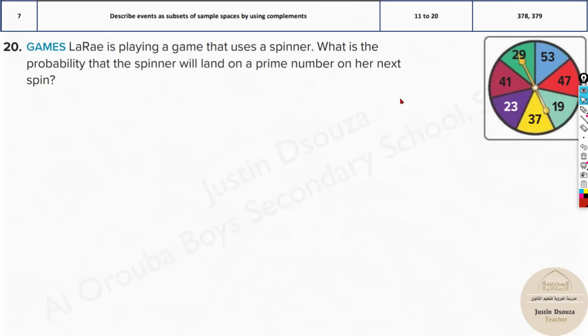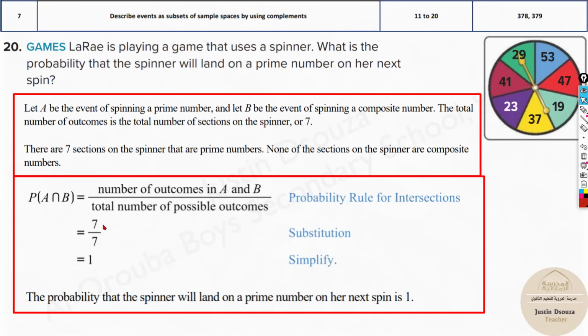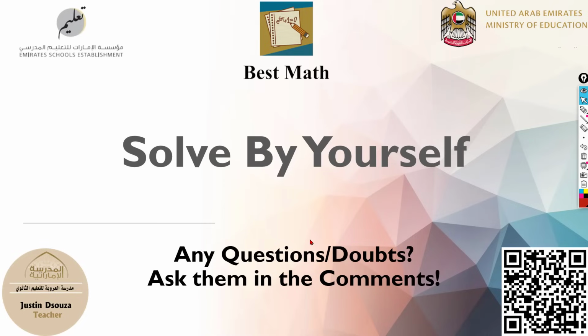So basically, it's 100%. No matter what you spin, you will land on a prime number. So the probability is 100% or 1. It's 7 by 7 because all are prime numbers divided by the total numbers. 7 by 7. That's how we solve it. This is an easy one. It's just the complement of probability. Remember, if there are too many things to do, just do 1 minus that probability. It's easy. Otherwise, read and interpret the problem and directly answer it.